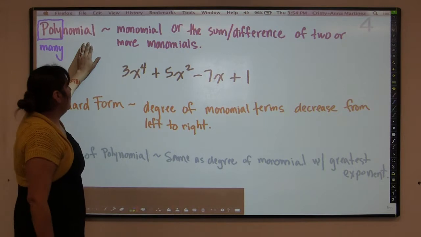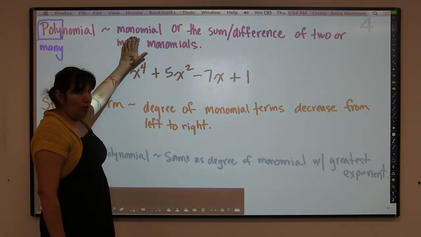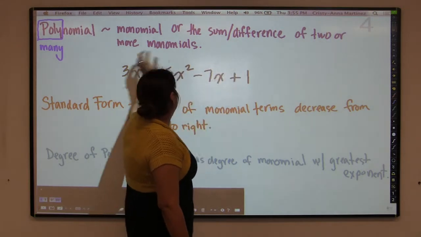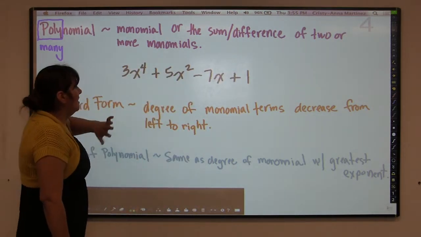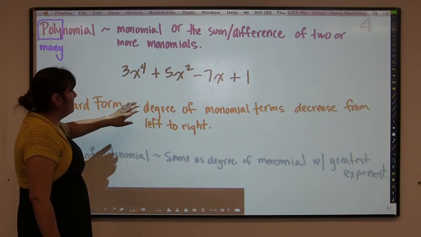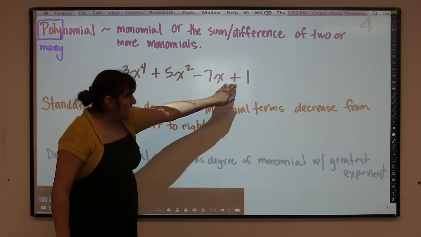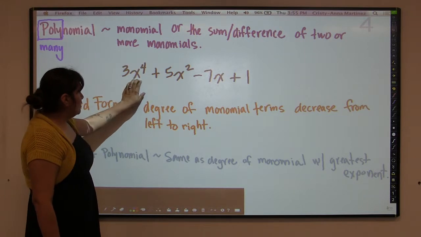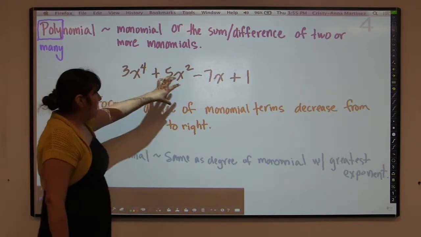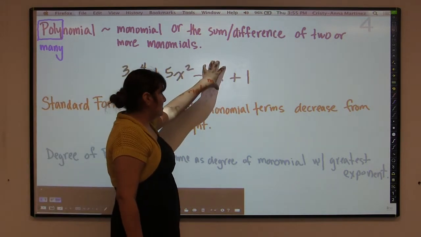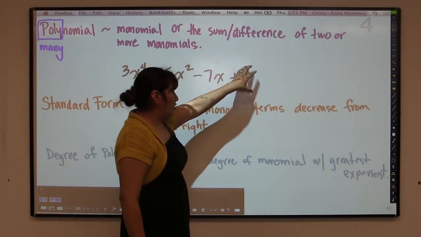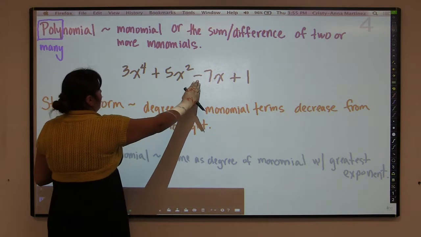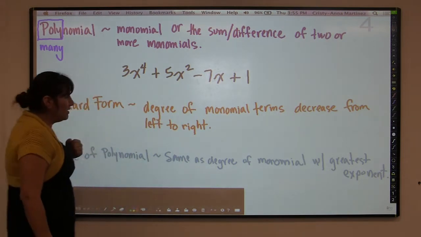So a polynomial can be one monomial, or it can be the sum or difference of two or more monomials. Basically, again, the wording can get kind of weird, but we see some sums, some differences. And we see different monomials, like 3x to the fourth is one monomial, 5x squared is one monomial, 7x is one monomial, the number 1 is one monomial. But when I combine them with addition and subtraction, now I have a polynomial.